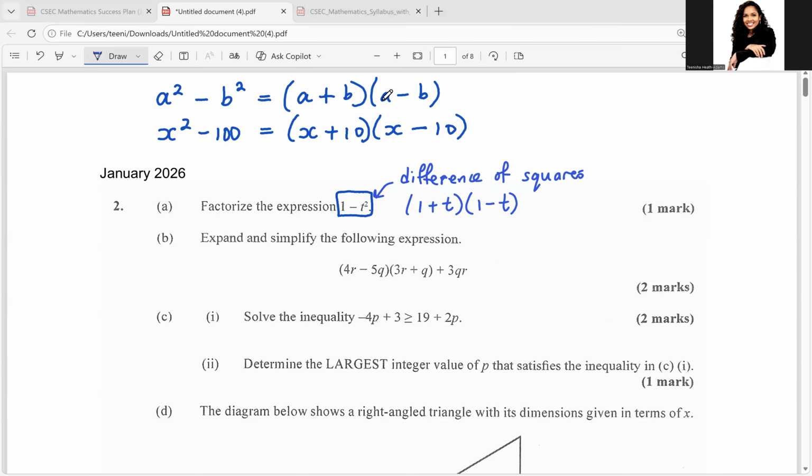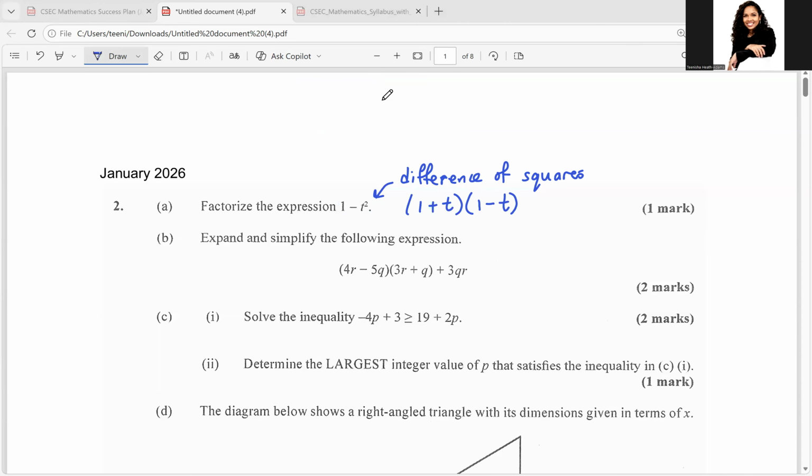I'll tell you, the most difficult thing in factorizing an expression like a difference of squares is really just knowing that you're looking at a difference of squares. Because once you know, then it's really simple. From there, you just put the square roots and interchange the signs, right? So this is 1 plus t times 1 minus t. If you didn't get to write it down, don't worry. I will send this after class.